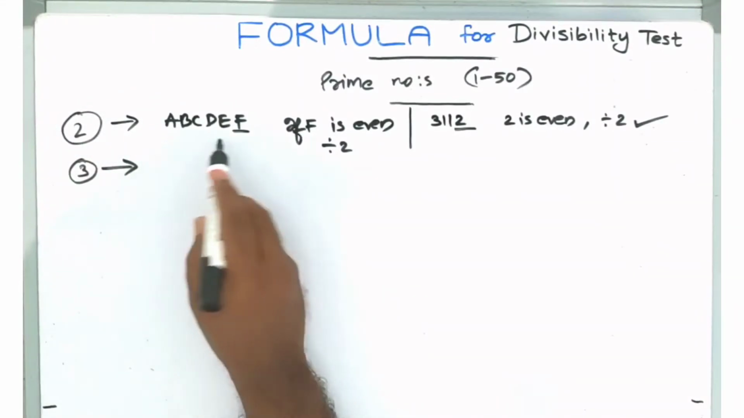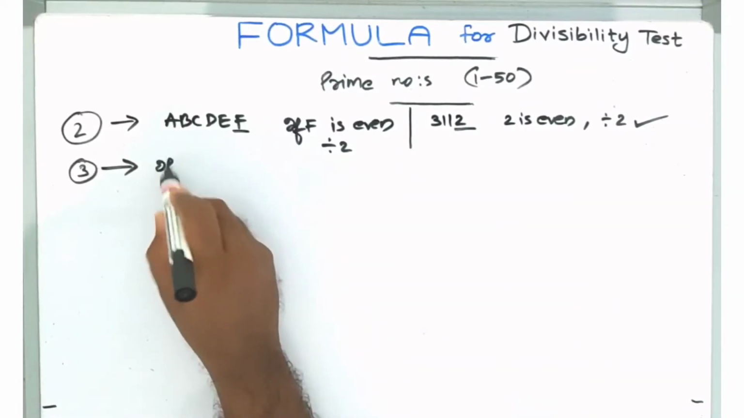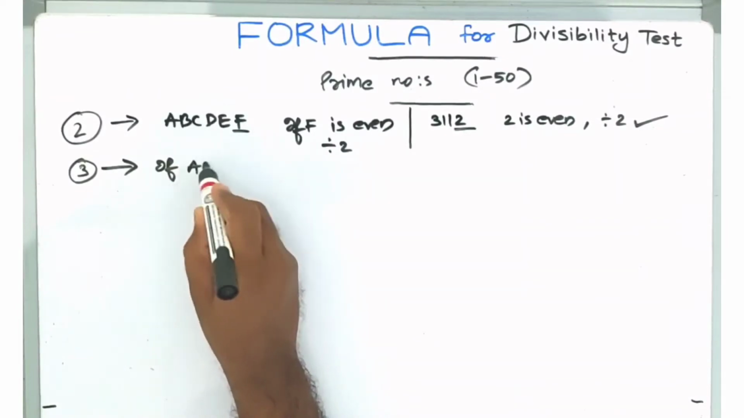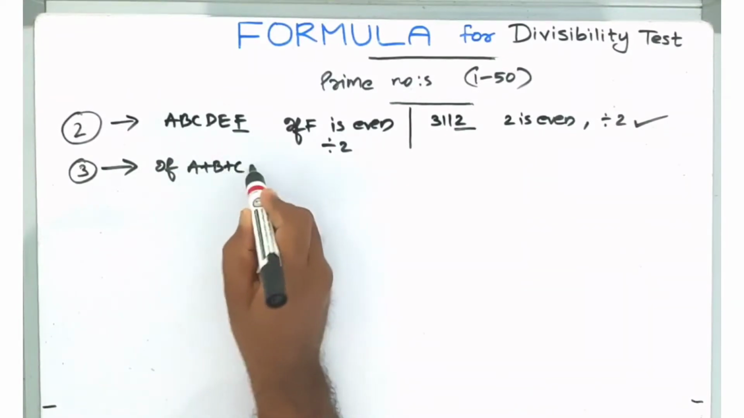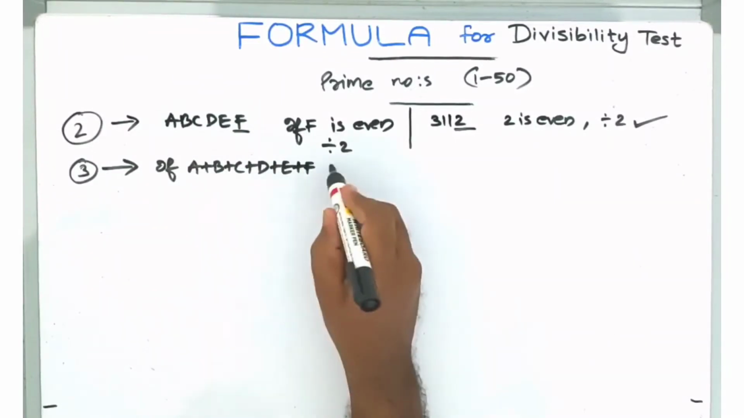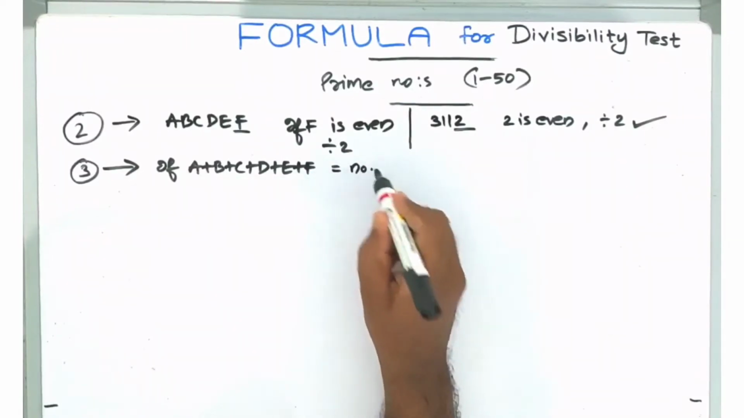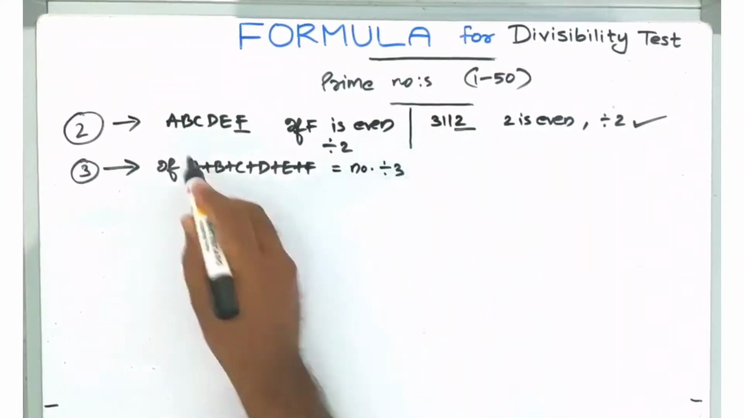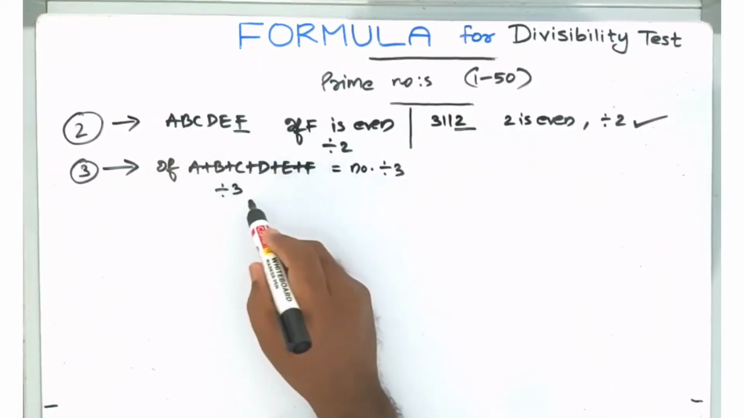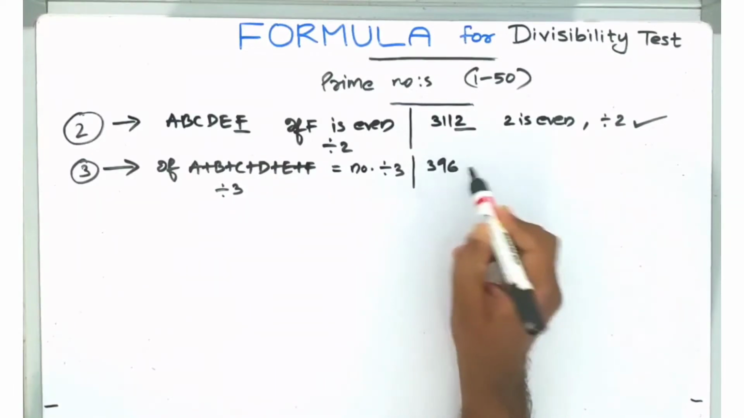We have to check whether this number is divisible by 3 or not. So the rule is, if the sum of the digits of this number, that is A plus B plus C plus D plus E plus F, is a number which is divisible by 3, then this 6-digit number will be divisible by 3. For an example, 396.